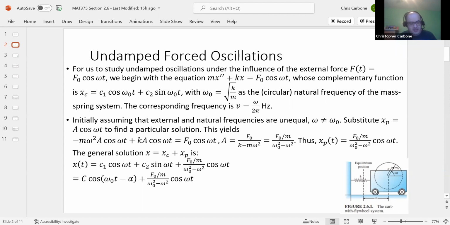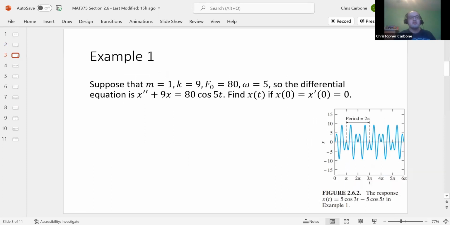And one such example of that is this cart with flywheel system, giving our initial position, equilibrium position, k being the spring constant there, x being this distance, and we have our different values according to that. So let's say, for example, that m is 1, k is 9, f sub 0 is 80, omega is 5. The differential equation would then be x double prime plus 9x is equal to 80 times the cosine of 5t. We want x of 0 and x prime of 0 to both be 0.